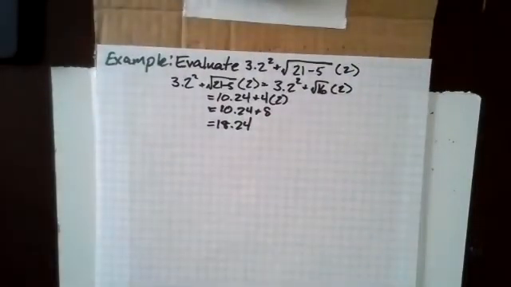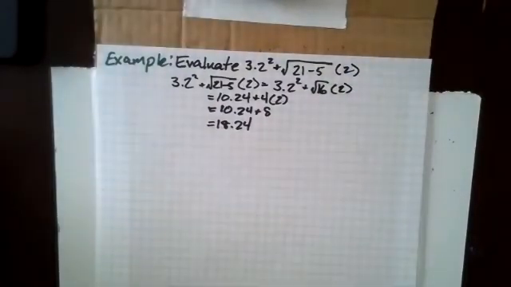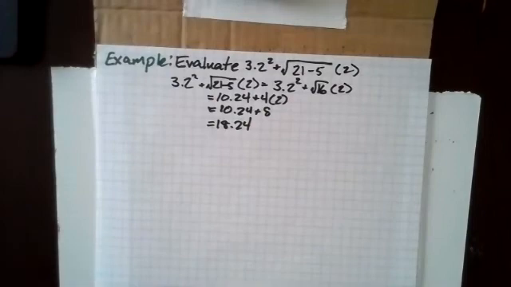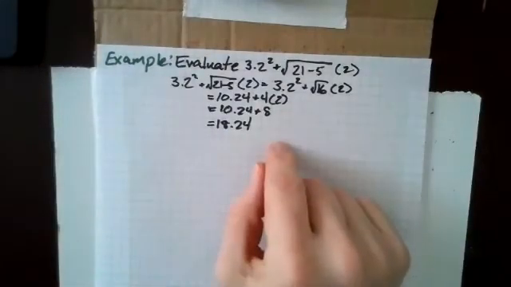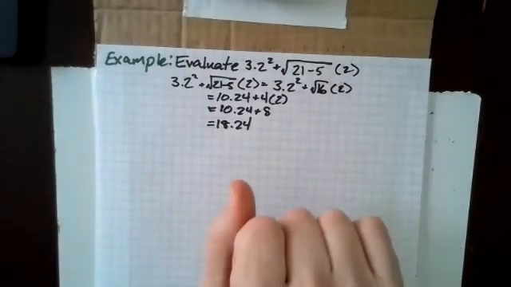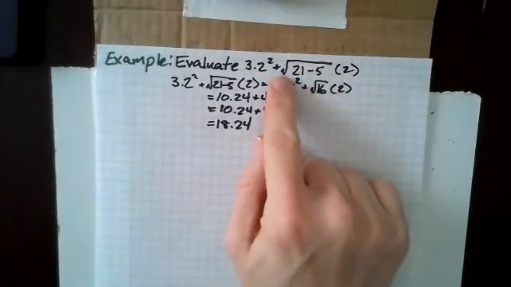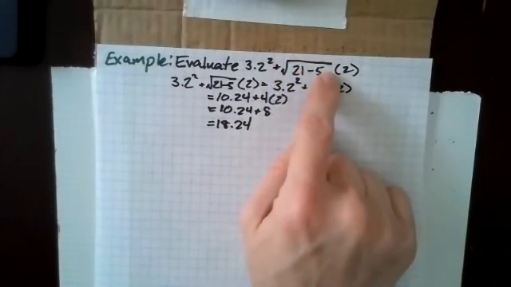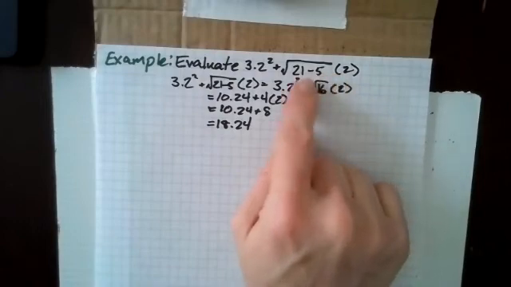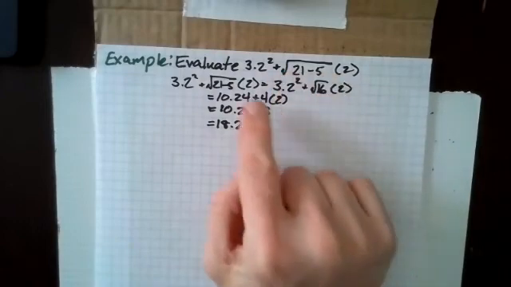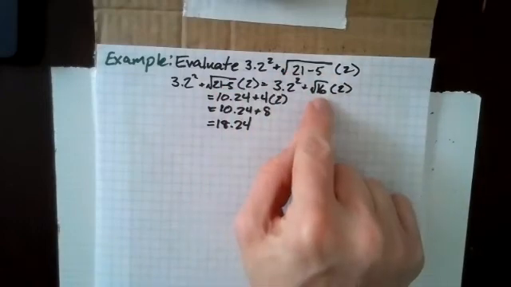One more example. We will evaluate 3 times 2 squared plus the square root of 21 minus 5, times 2. First thing to do is to evaluate everything under the bar of the square root symbol. So that would be the 21 minus 5. When we evaluate that, we get a square root of 16 here.